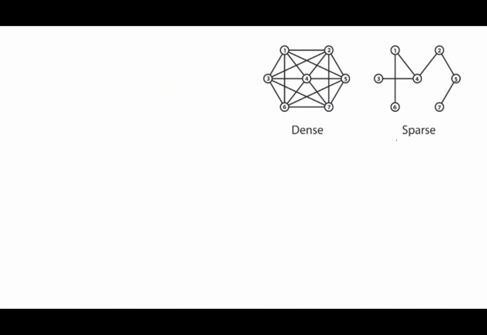Okay, so let's talk about dense and sparse graph. Obviously, as the name says, a dense graph is where there are many edges. What is the maximum number of edges we can have? We say order of n square. That is the maximum number of edges. Everything is connected to everything. So this is an example of a dense graph.